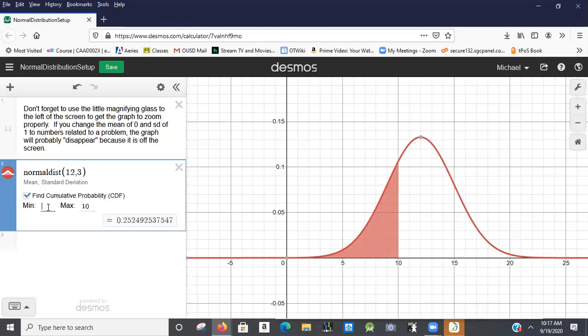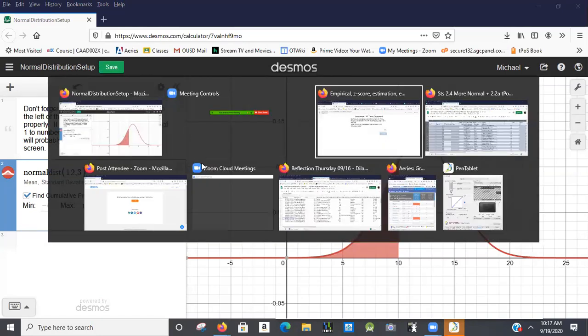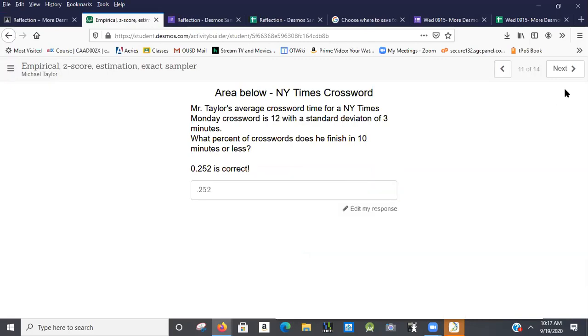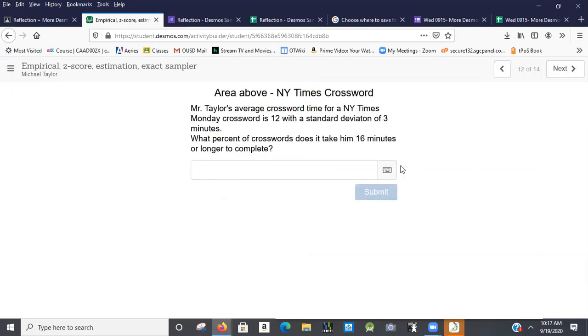The other thing I can put in here, a lot of times you'll see people put in like -999, which is very far to the left, which is what we need that to be. But in this calculator, get rid of that. It'll turn to negative infinity. 25% roughly, 0.252. So if I go back here, 0.252. Hey, that's correct.